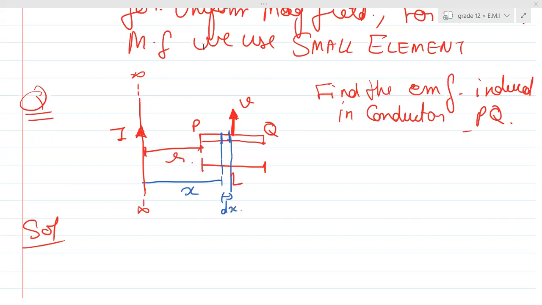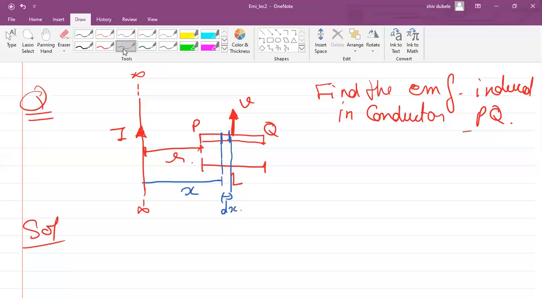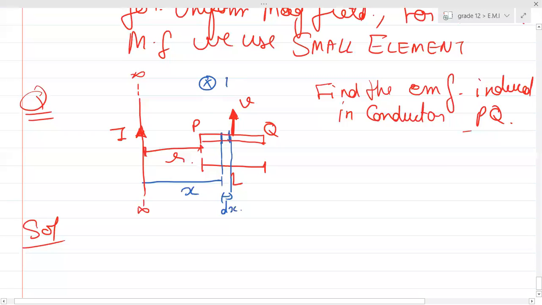So which end will be positive and which end will be negative? What will be the direction of the magnetic field? The direction of the magnetic field at every point will be into the plane. Velocity is going upwards. So V cross B, right? When I do V cross B, which end will be positive and which end will be negative?